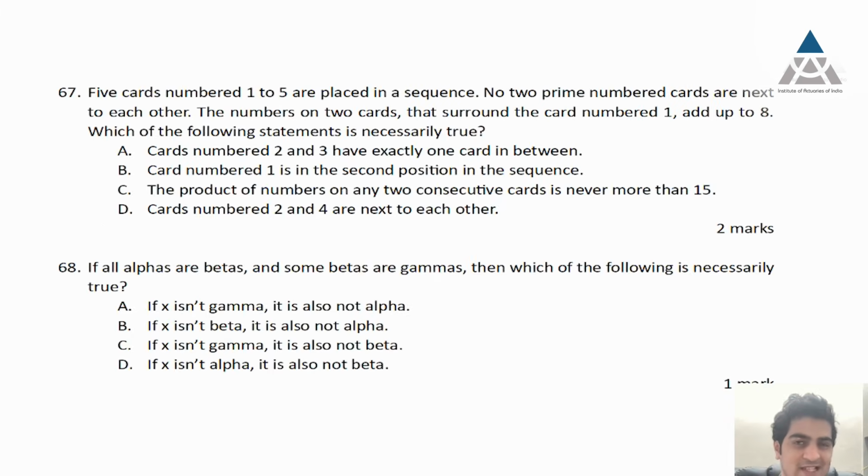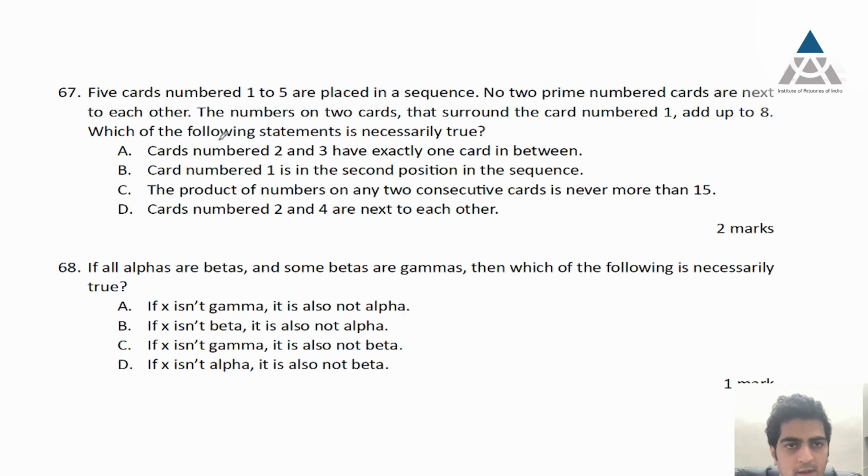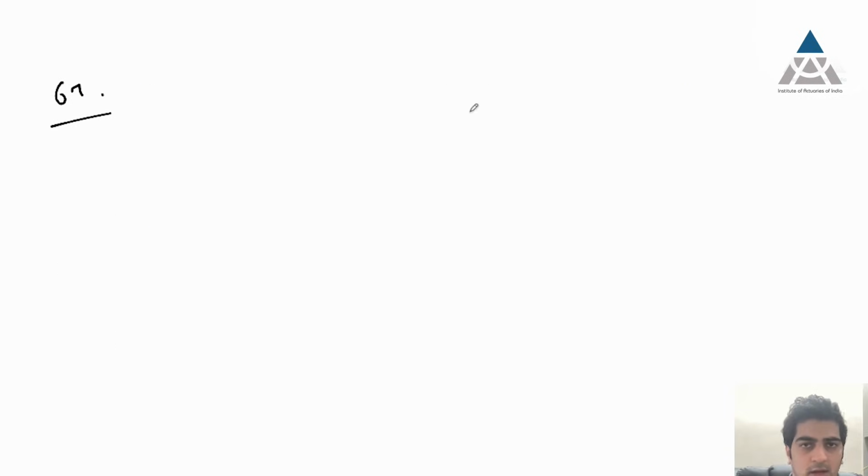Let's move to the next one, question 67. It says 5 cards numbered 1 to 5 are placed in a sequence. No 2 prime numbered cards are next to each other. The numbers on the 2 cards that surround the card numbered 1 add up to 8. Which of the following statements is necessarily true? So let's try and create this sequence. 67. So 5 cards are placed in sequence. No 2 prime numbered cards are next to each other. Now 1, 2, 3, 4, 5.